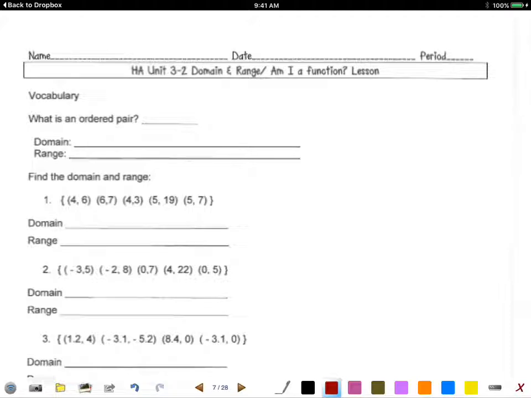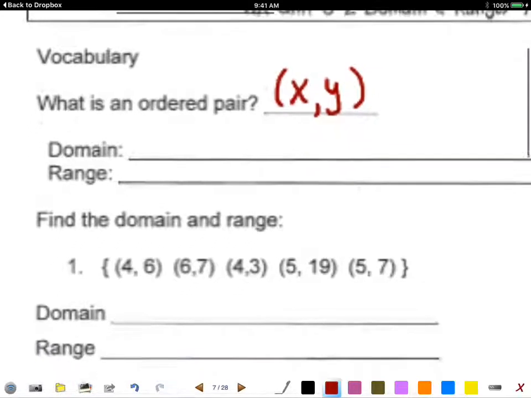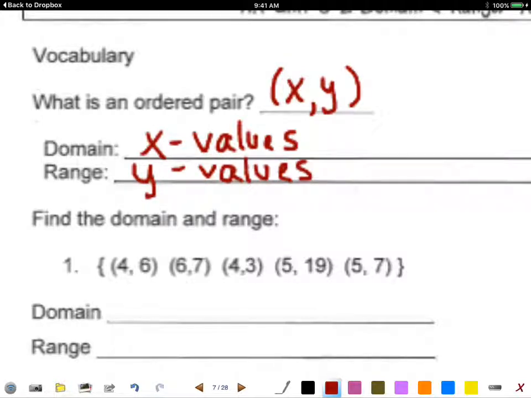So let's start with the ordered pair. What is an ordered pair? Well, an ordered pair consists of two coordinates, an x coordinate and a y coordinate. And you should be pretty familiar with plotting points. Like if you had to take 2, 5 and you plot the point, or 3, 7, or 2, -5, whatever, and you plot the points. Those are ordered pairs, okay? The domain is referring to all the x values in the set of numbers that you have, and the range refers to all of the y values in the set of numbers that you have, okay?